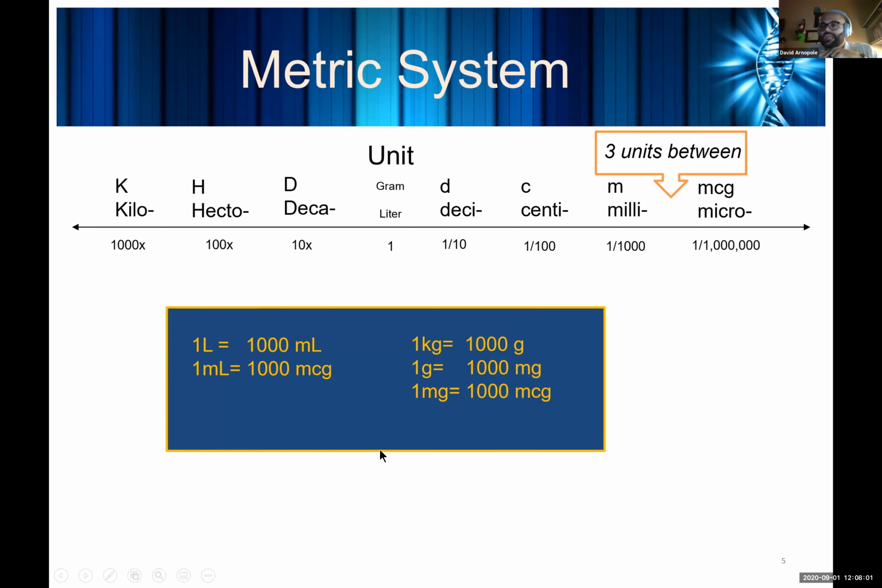This is a really good thing to memorize and know when you do dosage calculations. You can make your own, or you can just write down these 5. They're the easiest ones to remember. A liter is 1,000 mils. A mil is 1,000 micrograms. A kilogram is 1,000 grams. A gram is 1,000 milligrams. A milligram is 1,000 micrograms. That's what these numbers on that line mean with the metric system.